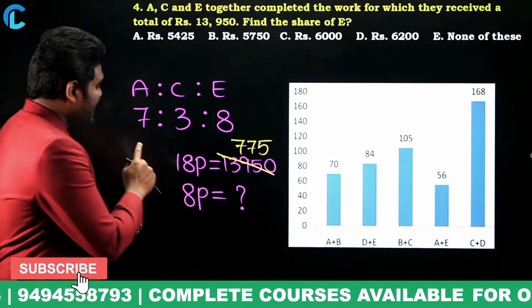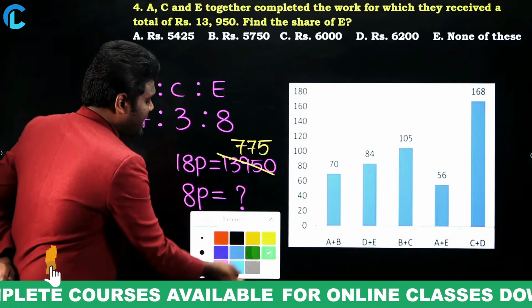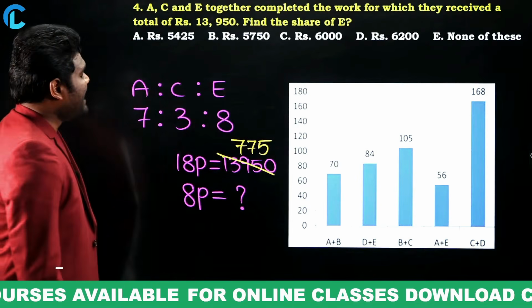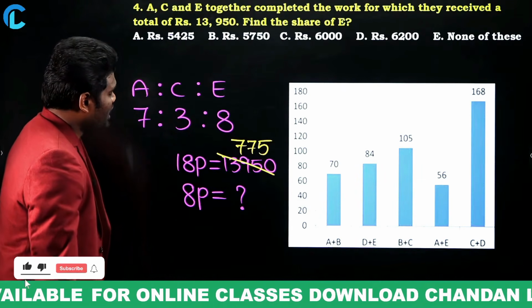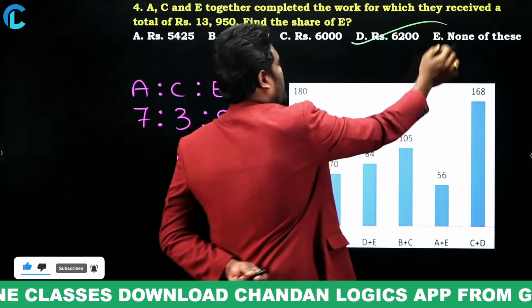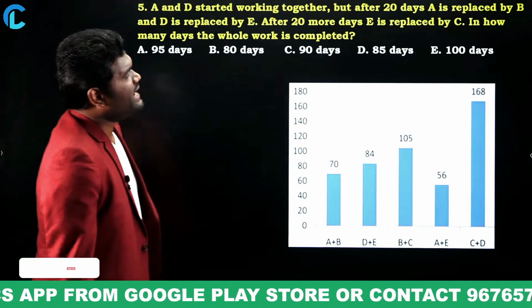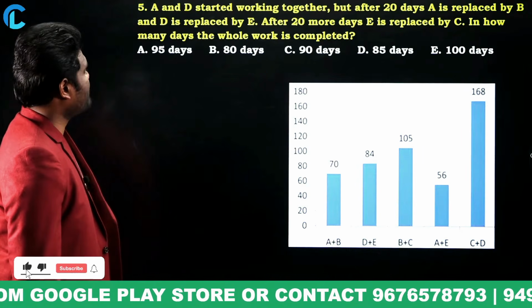Now, one part is nothing but 775. If one part is 775, 8 parts will be how much? 8 into 775 is nothing but 6200. Okay.